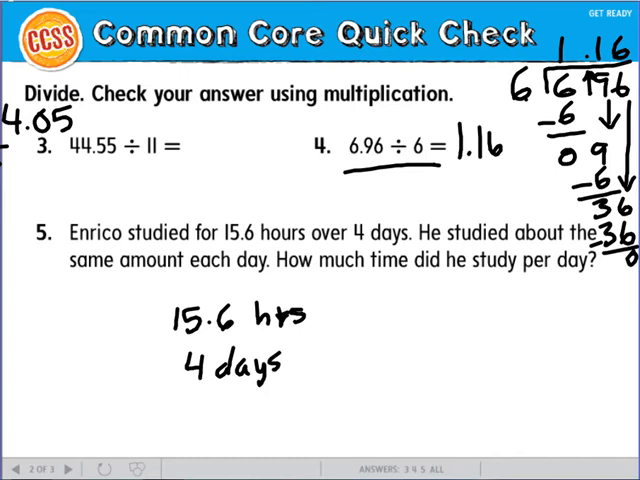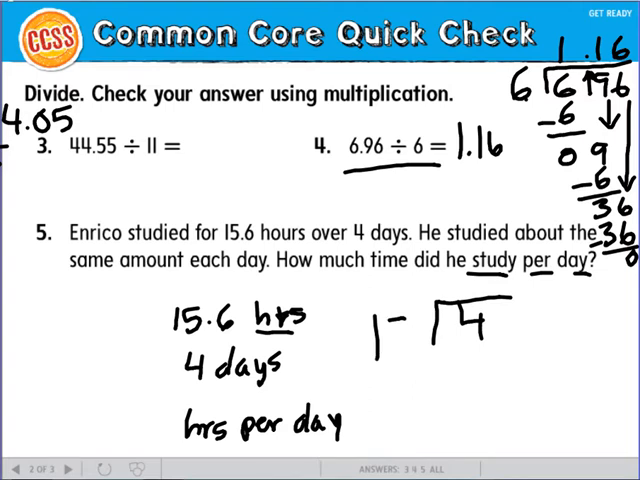And then what do I want to find out? So study per day, right? And we know that he studied in hours. So we want hours per day. How would I solve that? Divide those two numbers. Well, okay, so I'm going to divide 15 6/10 by 4. So you just told me yes, so that means that I would write it like this.